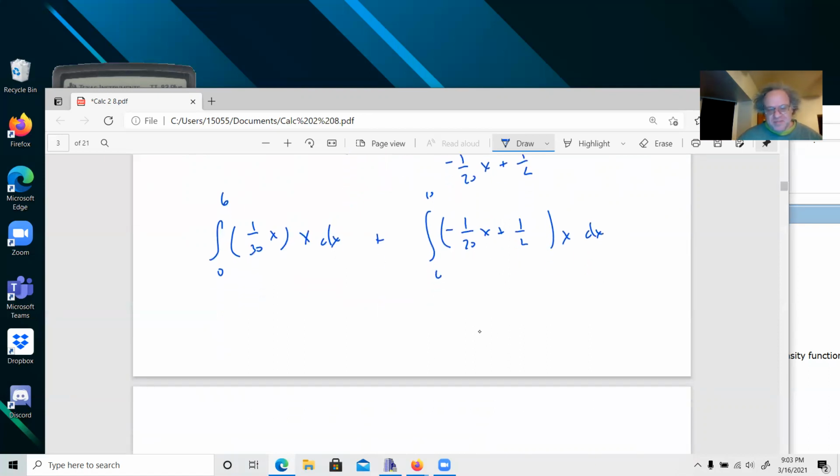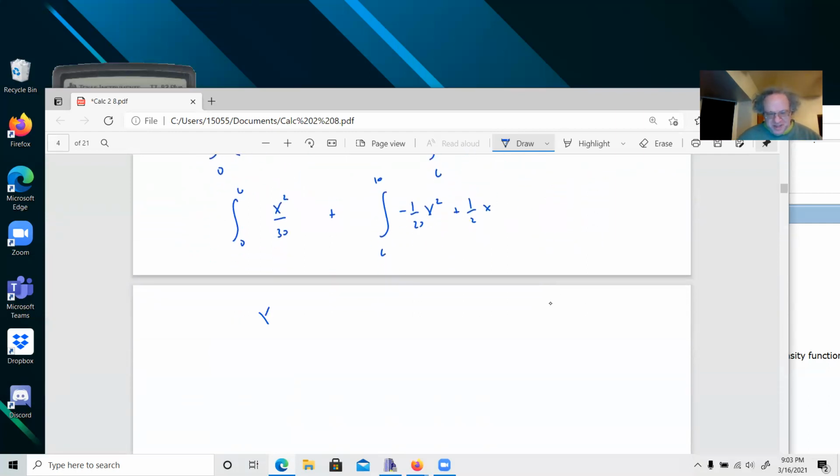So, you know, the calculus is not going to be that bad, right? This is x squared over 30 plus -1/20 x squared plus 1/2 x, going from 6 to 10. Delightful. Okay, and now we just have to plug this through. So this is going to be x cubed over 3, and 3 times 30 is 90. Plus we have -1 over 60, 3 times 20, that's going to be x cubed. This part is going from 0 to 6, this is going from 6 to 10, right? And then we have 1/4 x squared. Okay, and then we get to evaluate all of this stuff.